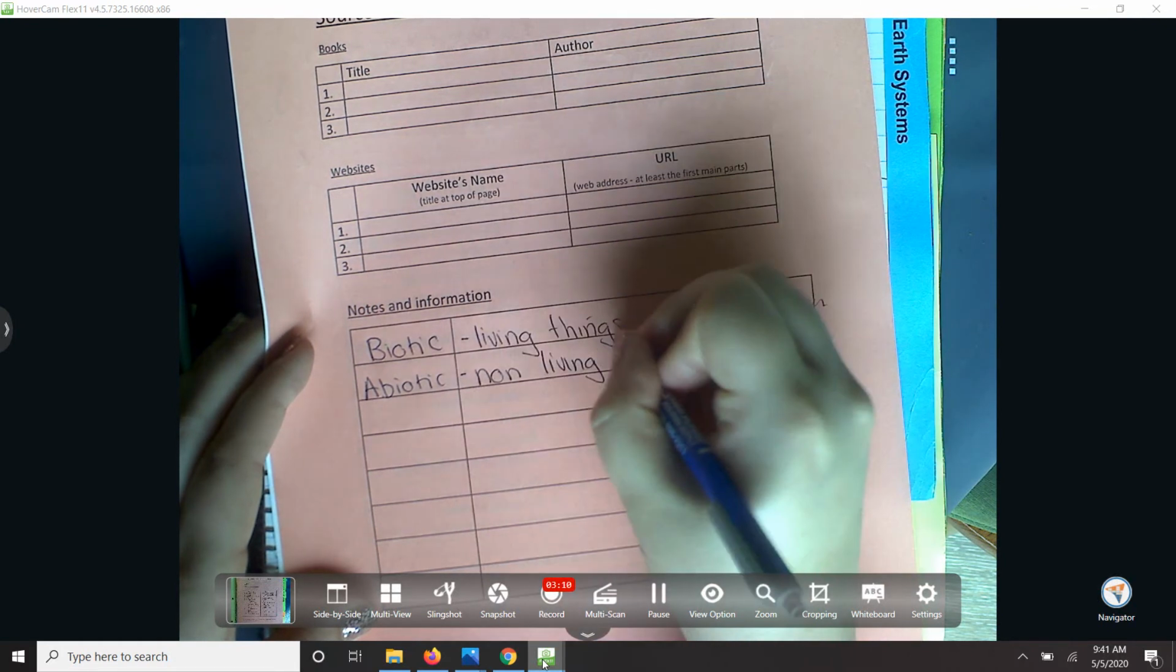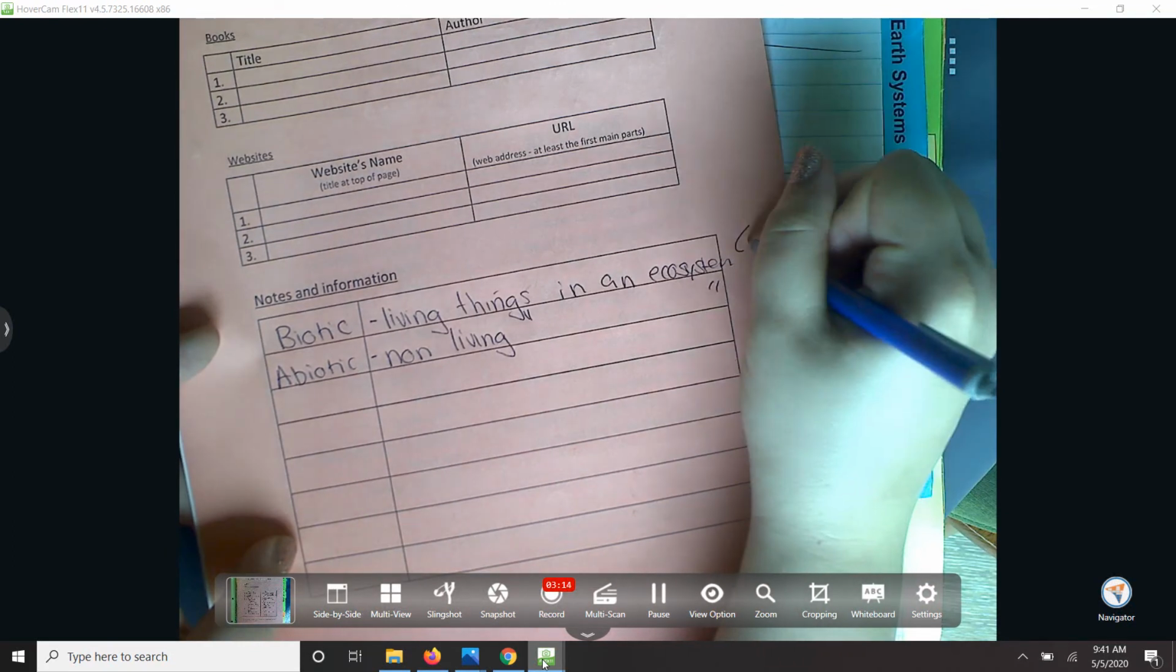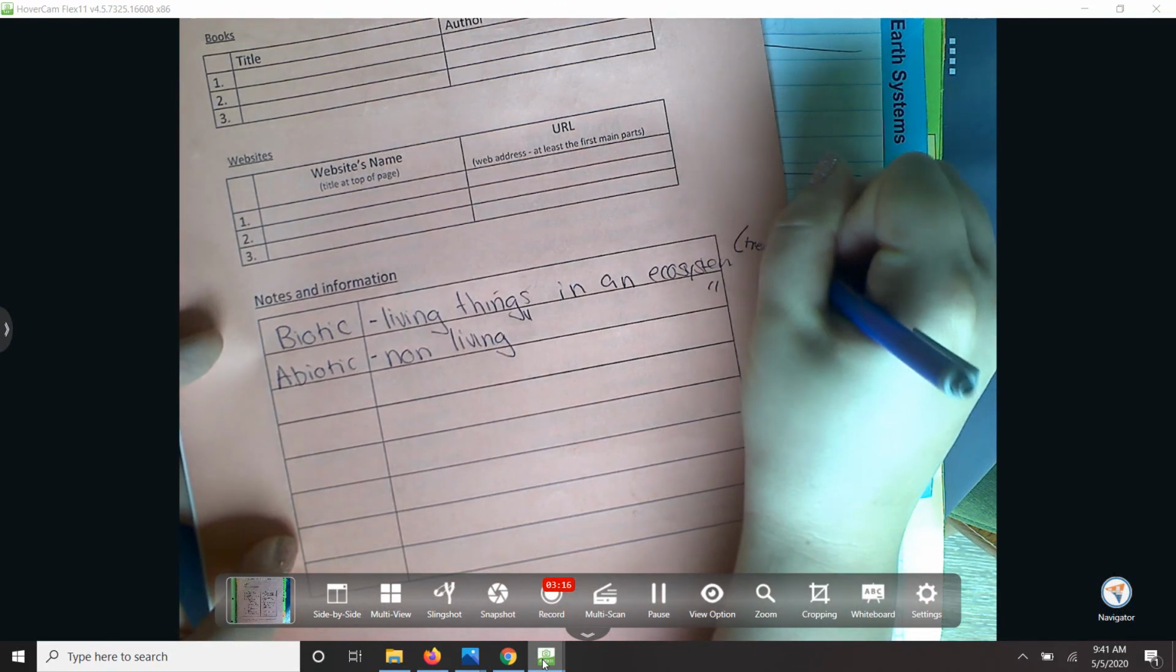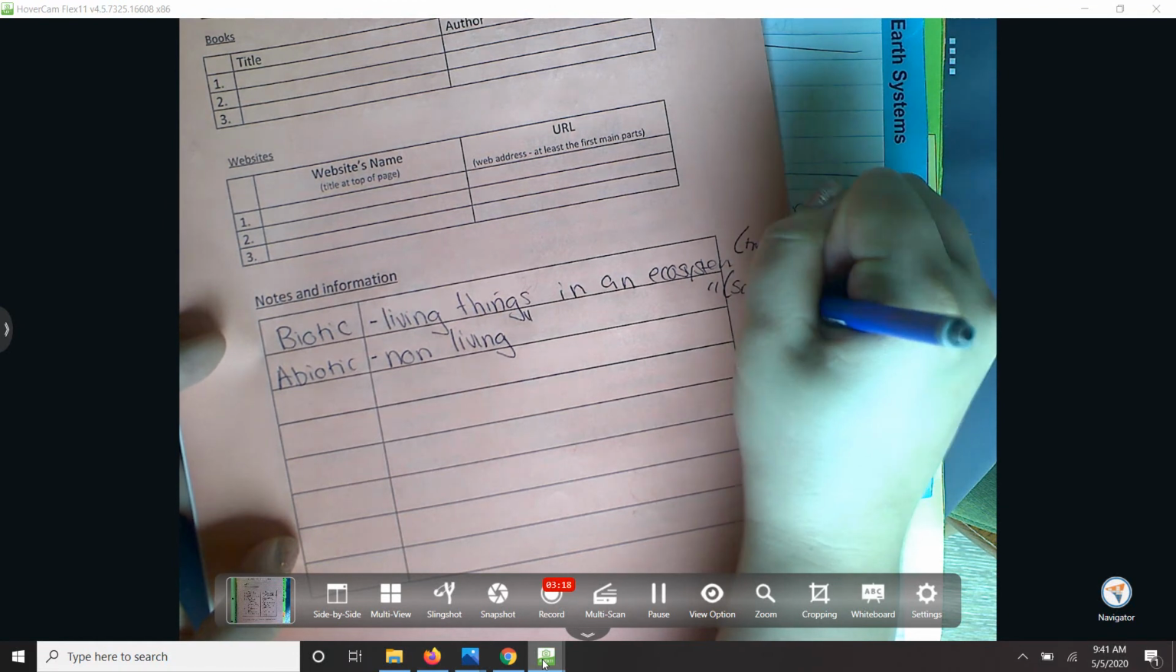And then I'm going to use these quotes because remember that means the same thing. And then maybe I want to put like an example. So maybe I'm going to put like a tree. And then maybe a non-living would be the sun. And I'm going to want to put that in my book. So I'm taking some notes.